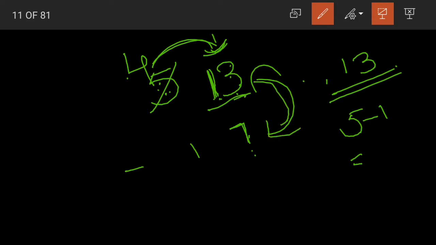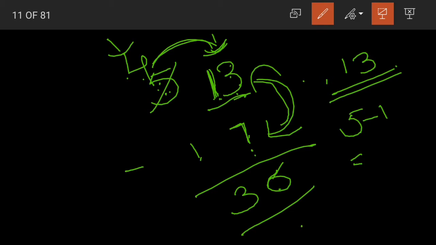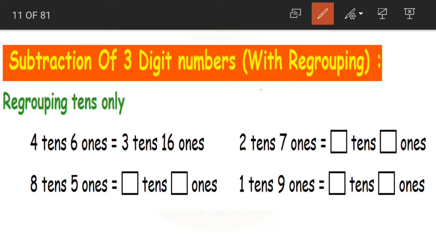Now 13 minus 7 is equal to how much? Is equal to 6. And coming to the tens place, 4 minus 1 is equal to 3. So 53 minus 17 is equal to 36. Clear children? This is what is borrowing, right? We already know. That is what here is called regrouping. Let us see how it is done. Regrouping tens only. Here we are regrouping only tens.